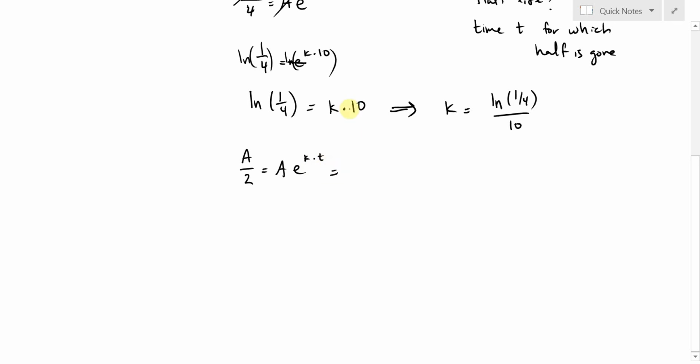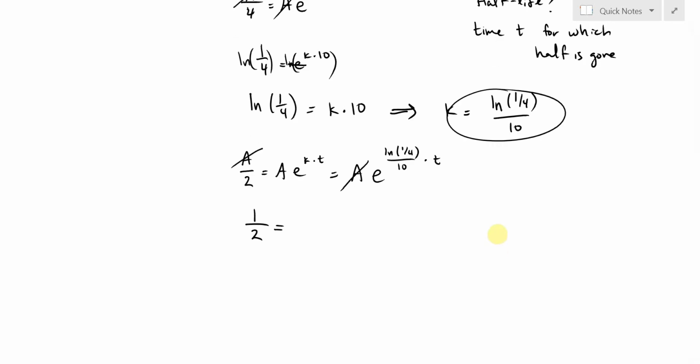Okay, but we now do know what k is, right? We spent the first part figuring out what k is. So that's a times e to the ln of a fourth over 10 times t. t is the mystery time that we want to solve for. Again, we have another variable in the equation, a, but we don't need to worry about it because it cancels. So what this is saying is it doesn't matter what the initial amount is. If you know how long it takes to get to a quarter of the initial amount, then it's always going to take the same amount of time to figure out the half-life. So that cancels, and you get e to the ln of a fourth over 10 times t.